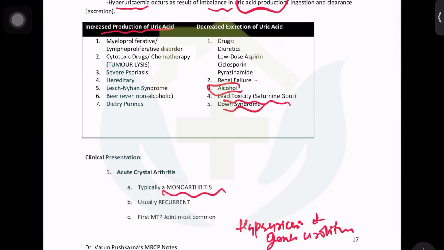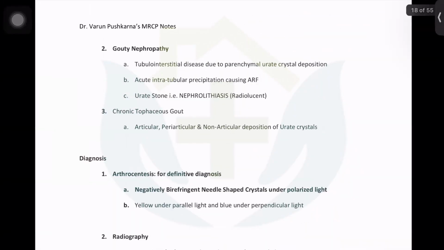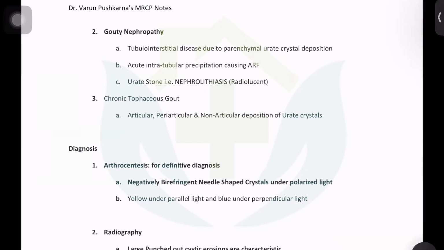I told you it is classically a monoarthritis, usually recurrent. First MTP joint is the most common. This is acute gout. Then there is chronic gout, that is gouty nephropathy.